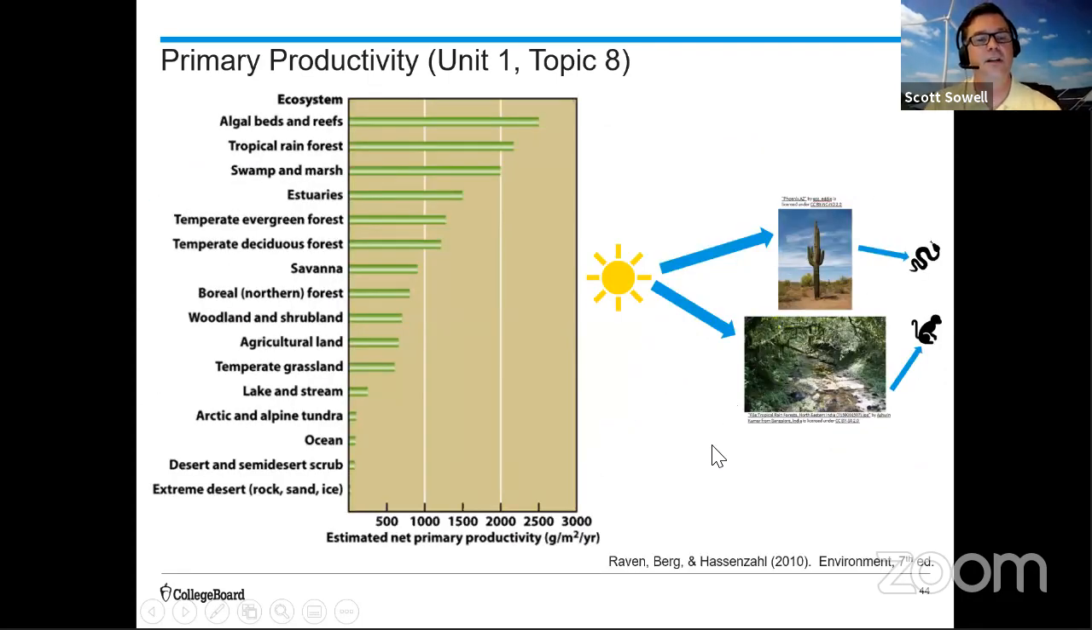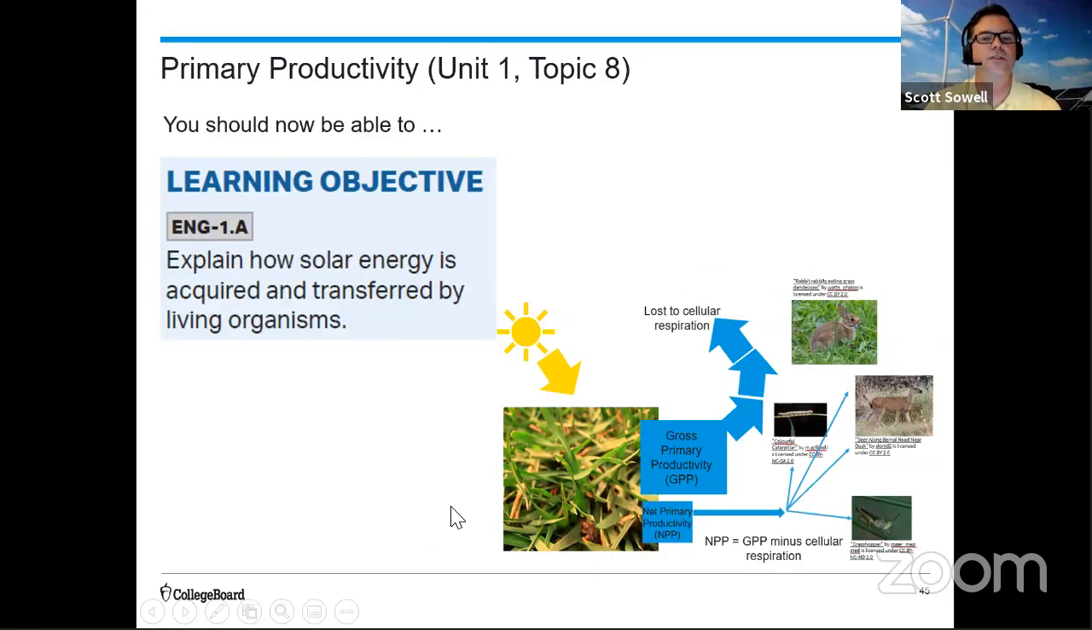And in fact, if we look at a chart of ecosystems versus NPP, we can look down here at extreme desert, very low NPP. And then if we go way up here into swamps and marshes and tropical rainforests, very high NPP. So if we know that the amount of energy in NPP drives the ecosystem, we should be able to make some inferences about what kind of species richness and biodiversity we might find there. So you should now be able to explain how solar energy is acquired and transferred by living organisms. From the sun, GPP, lose some as respiration, what's left over is NPP, feeds the web.